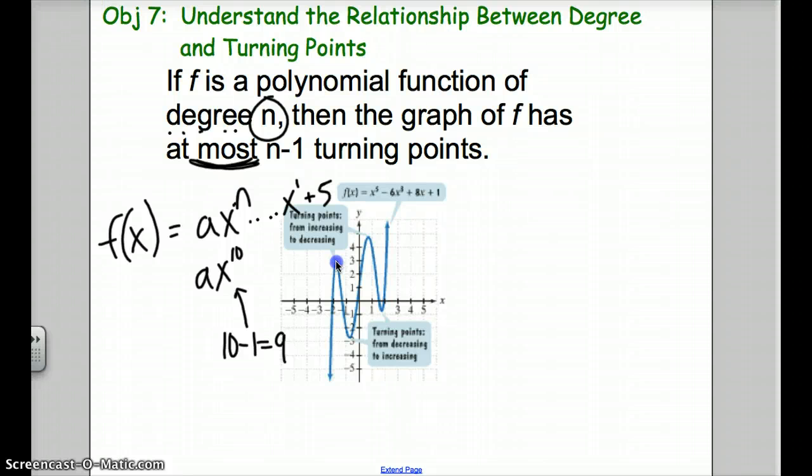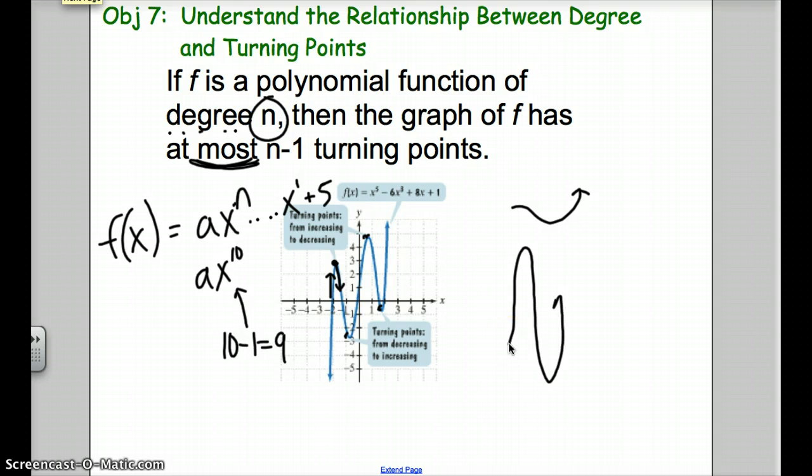And to understand a turning point, it's simply where it changes from increasing. This graph is increasing, then it turns to decreasing. And so those are turning points here. It's just like you might think of it, where the graph turns and goes the other direction. Okay, a turning point can be subtle, or it can be pretty drastic. Okay, but a turning point is a turning point.